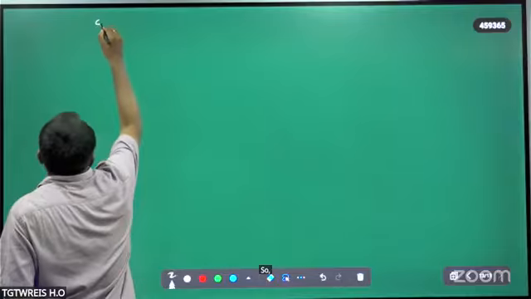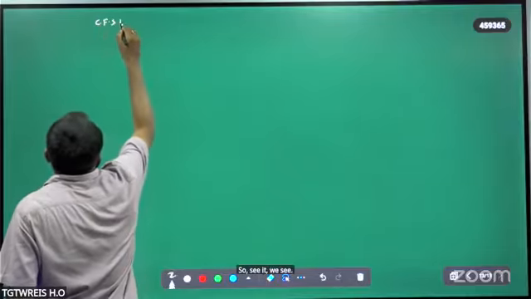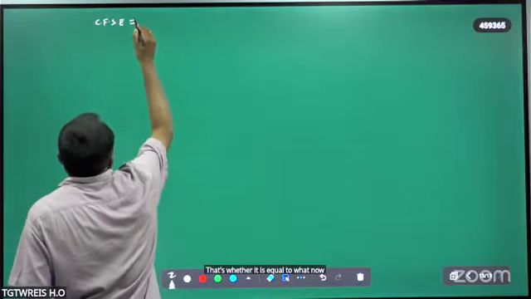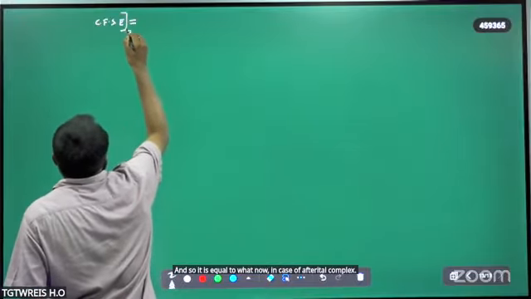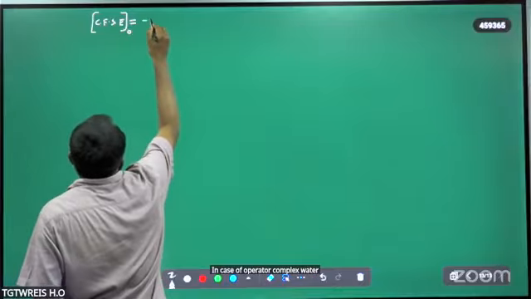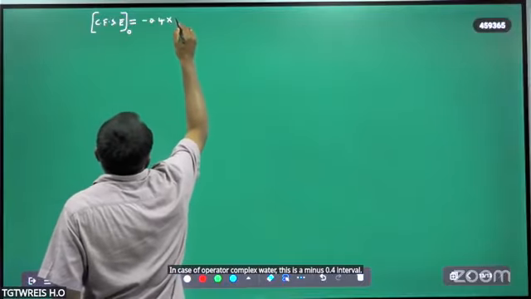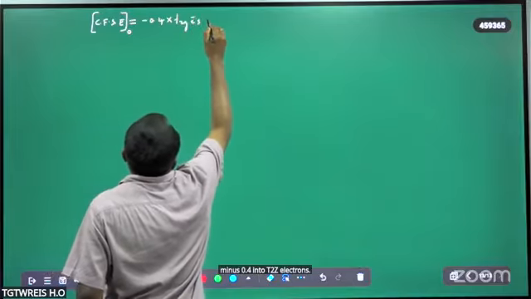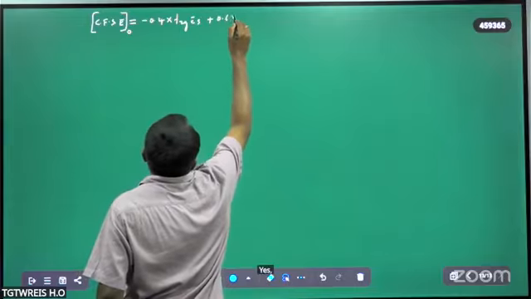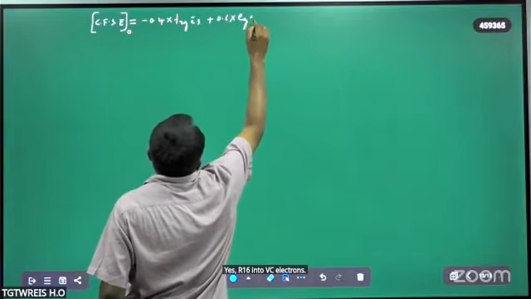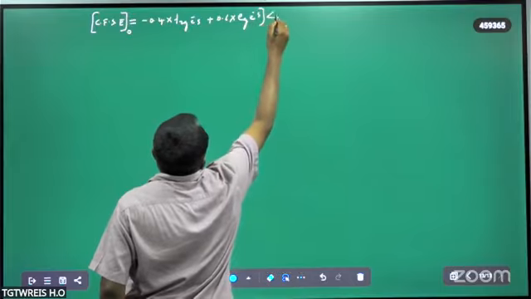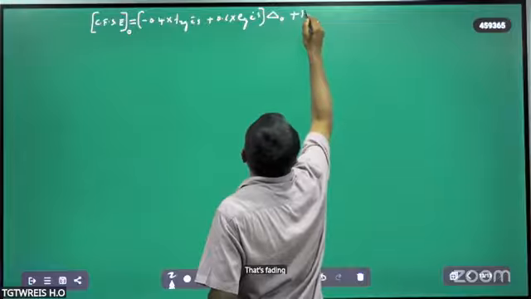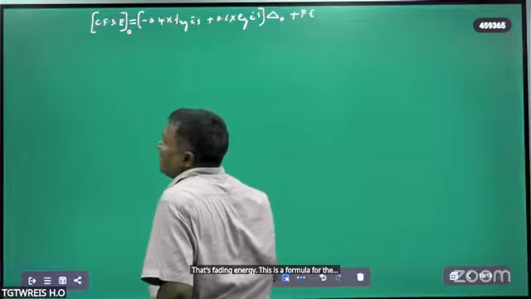So CFSE, in the case of an octahedral complex, is equal to minus 0.4 into t2g electrons plus 0.6 into eg electrons, into delta naught, plus pairing energy. This is the formula for the crystal field stabilization energy.